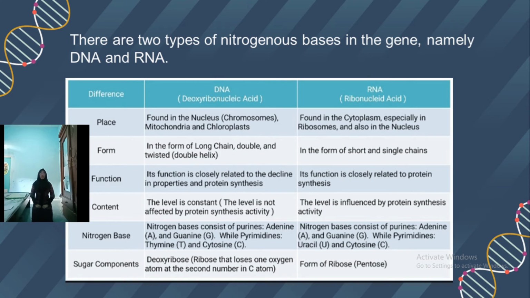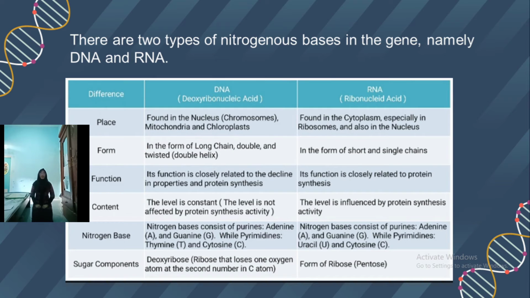There are two types of nucleic acids in the genes, namely DNA and RNA, where both have different characteristics, both in terms of the place of existence, form, function, content, to the components contained in them. Well, for more details, they are already presented in the table.